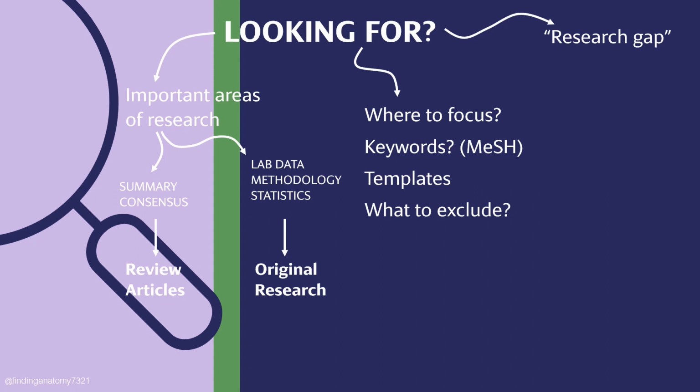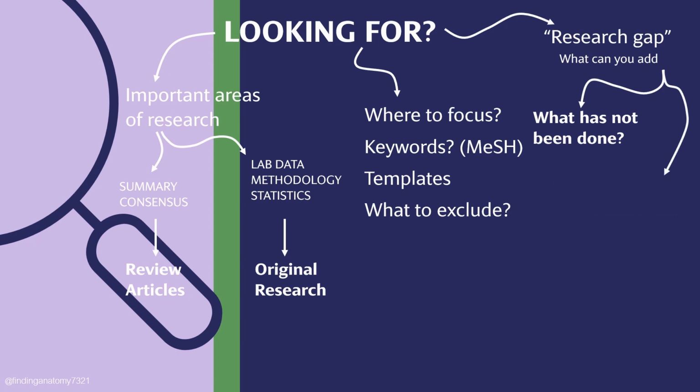So when you've looked through these things, you will come to think of what's called a research gap. This relates to what you can add to existing evidence. And in doing this, you have to consider what has not been done. What are the areas which have not yet been investigated or which could potentially be investigated to add more to what has already been done? Or you could consider what could be done differently.